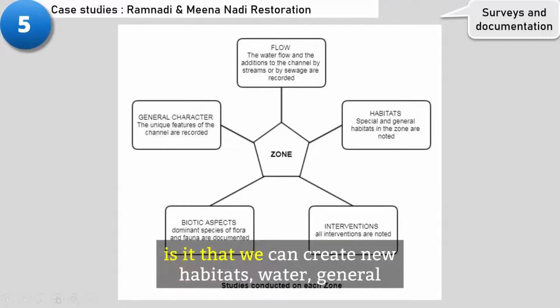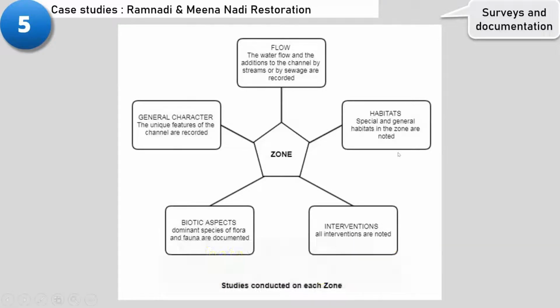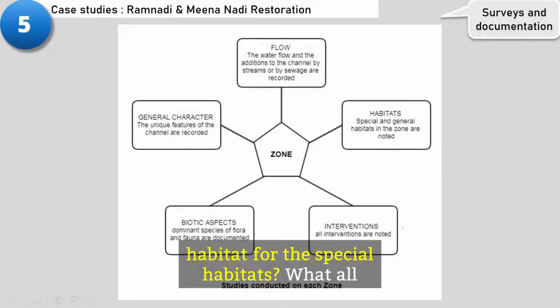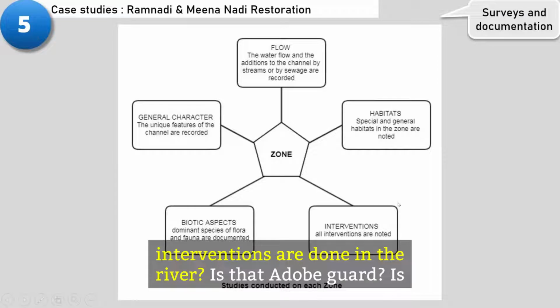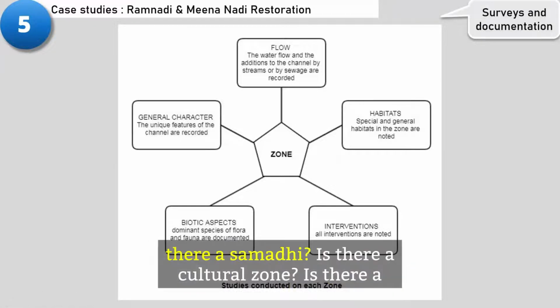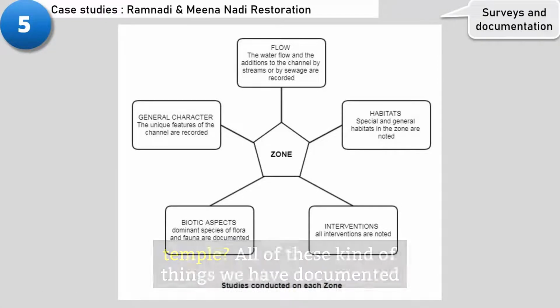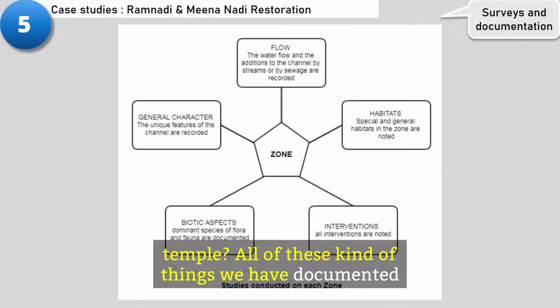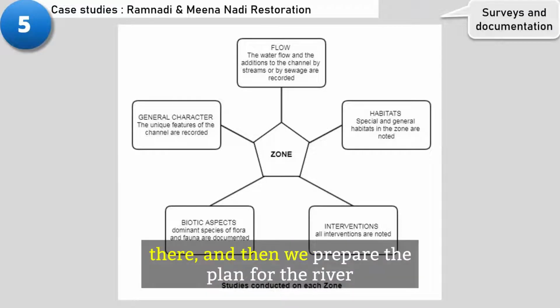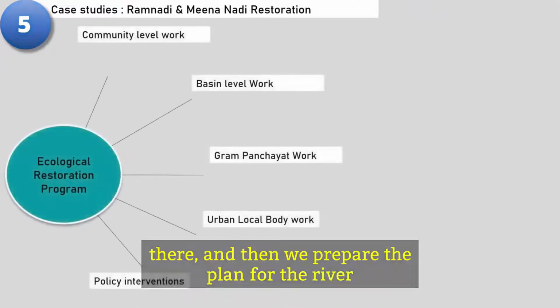Where is it that we can create new habitats? What are general habitats? What are special habitats? What all interventions are done in the river? Is there a dhobi ghat? Is there a samadhi? Is there a cultural zone? Is there a temple? All of these things we have documented there. And then we prepare the plan for the river restoration.